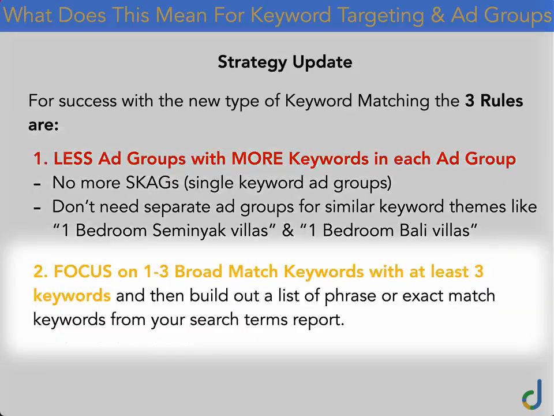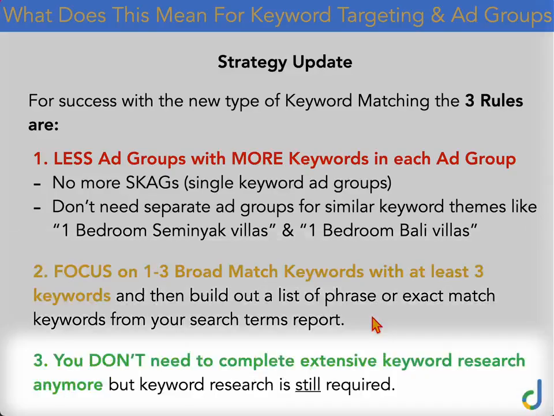You also want to focus on 1 to 3 broad match keywords with at least 3 words in them. And then from there, you want to build out a list of phrase or exact match keywords from your search terms report. But one thing I would say here is that it's actually more exact match. Very, very rarely will I now use a phrase match, and I'll explain that later. But I'm really focusing on ad groups with broad match keywords and then building out exact match keywords.